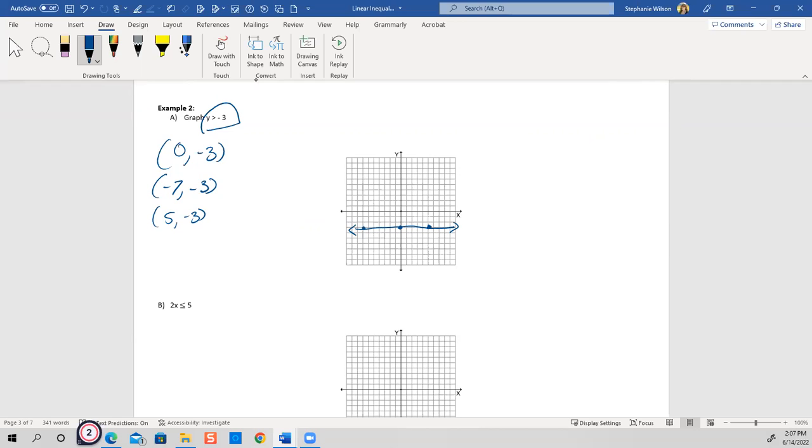Now I need to determine what part of the graph is true for this. Again, the origin is not on the line, so I'm going to pick it. If I plug in 0 for y, I ask myself, is 0 greater than -3? Sure it is. I'd rather my bank account be at $0 than -3. So that's the side we shade.